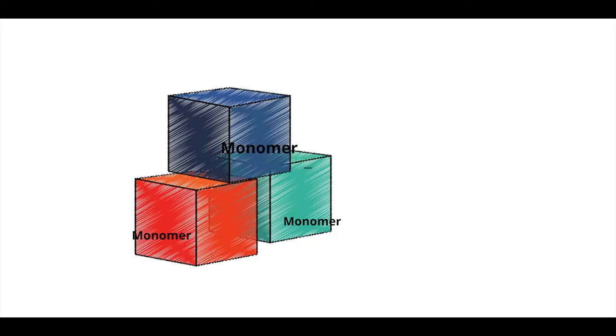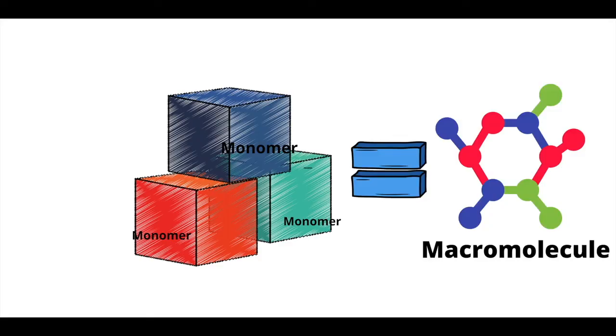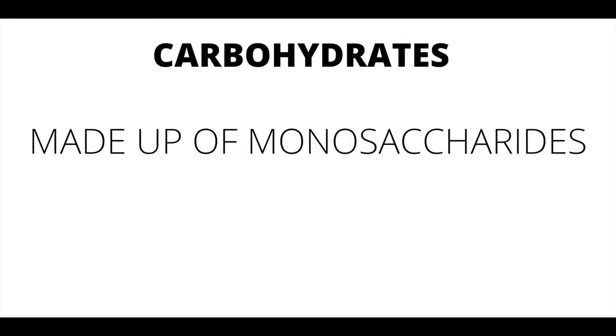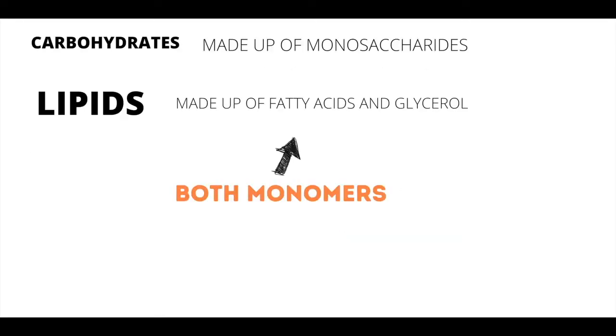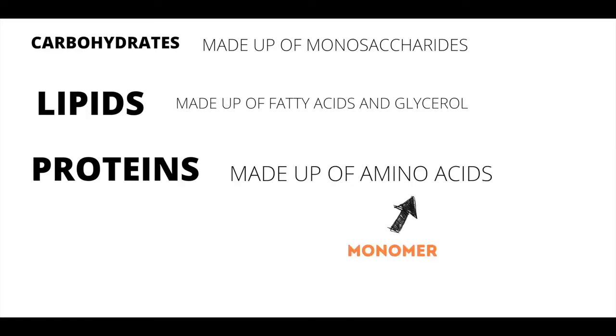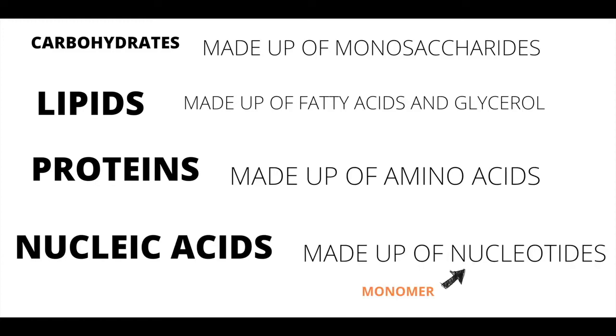They're made out of something called monomers, and monomers are just building blocks of smaller molecules that build big molecules. Carbohydrates are made out of a monomer called monosaccharides. Lipids are made out of fatty acids and glycerol. Proteins are made out of amino acids. And nucleic acids are made out of nucleotides. All of these are monomers that help build our macromolecules.